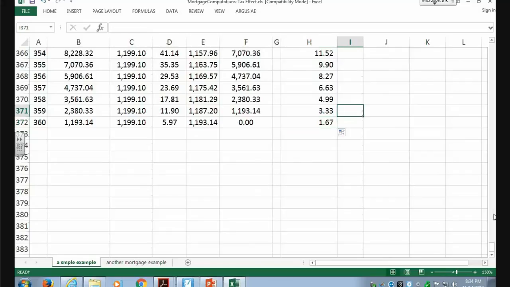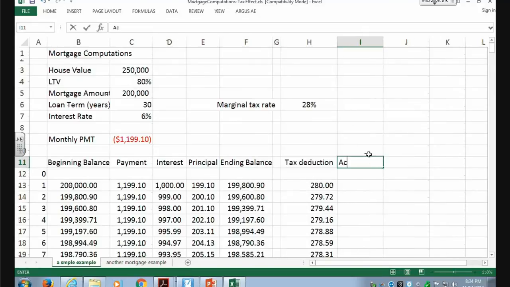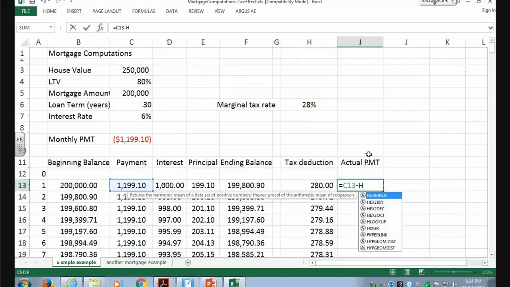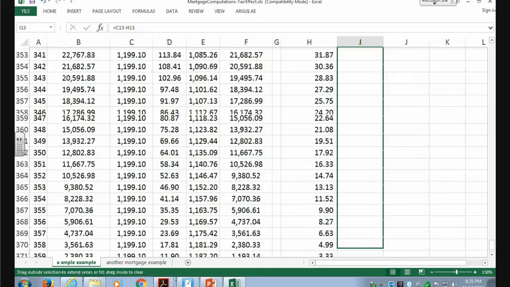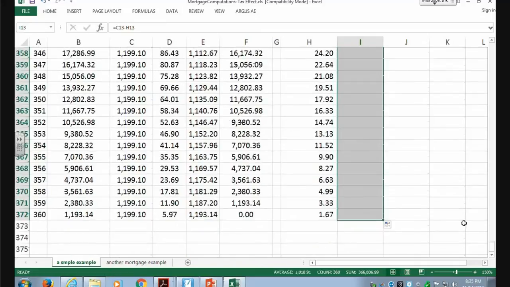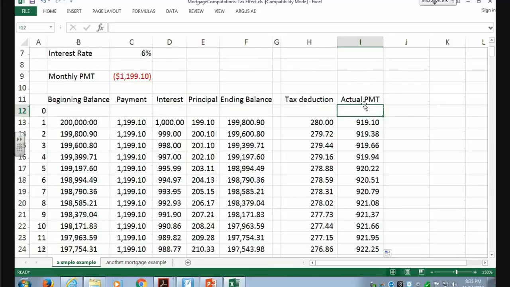So now I want to compute what your actual payment is every month. The actual payment is the difference between what? Your mortgage payment, C13, minus your tax saving, H13, right? So this is your actual payment. Then I copy and paste. That's your actual payment.